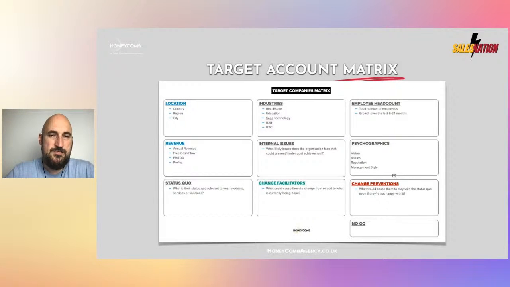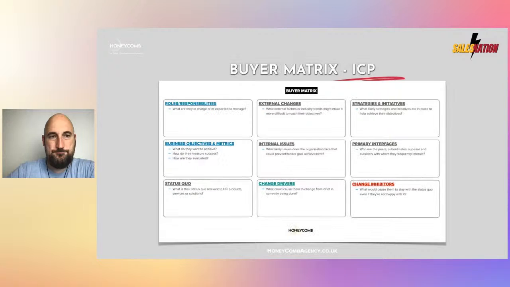What we have done is we have created what we call a target account matrix, which consists of 10 characteristics and key areas that we want to identify our target accounts that we want to sell into, right? That's the companies that we want to work with, that we want to push our products and services into. Next, after we have the company, of course, we need to know who's the decision maker in there.